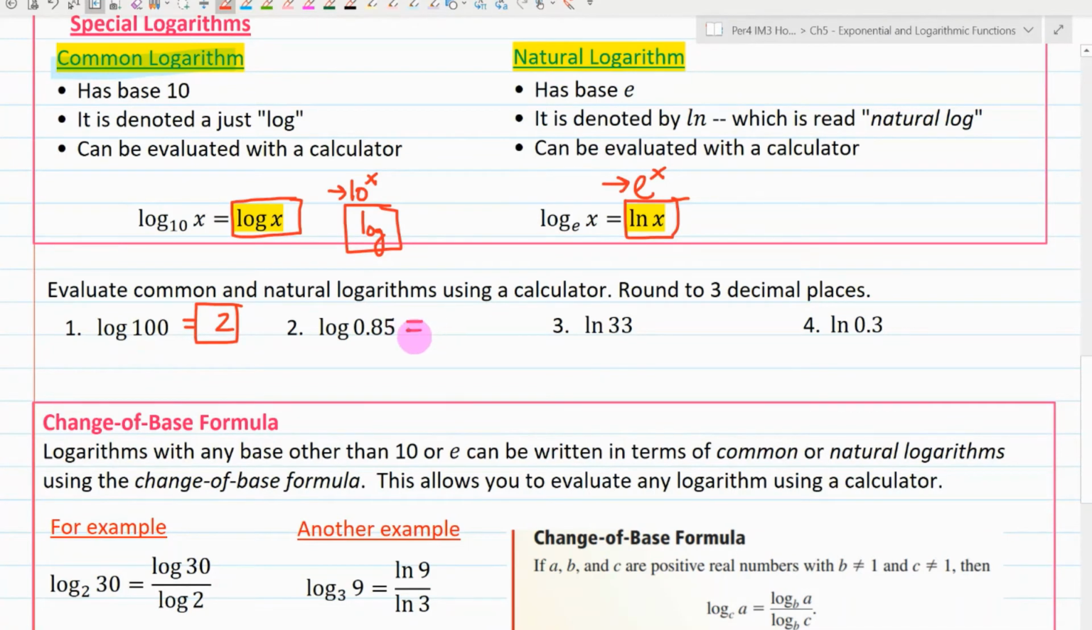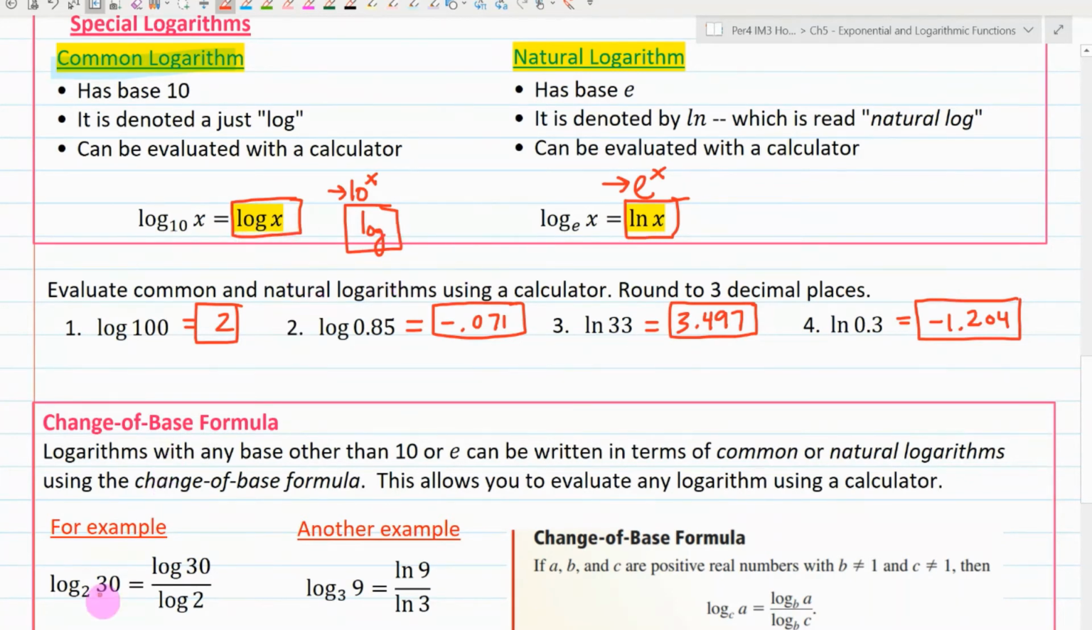If you put that in your calculator, you will get negative 0.071. Natural log of 33, you're going to get 3.497. And then natural log of 0.3, you're going to get negative 1.204. Now, for most calculators, you can't do log of different bases.